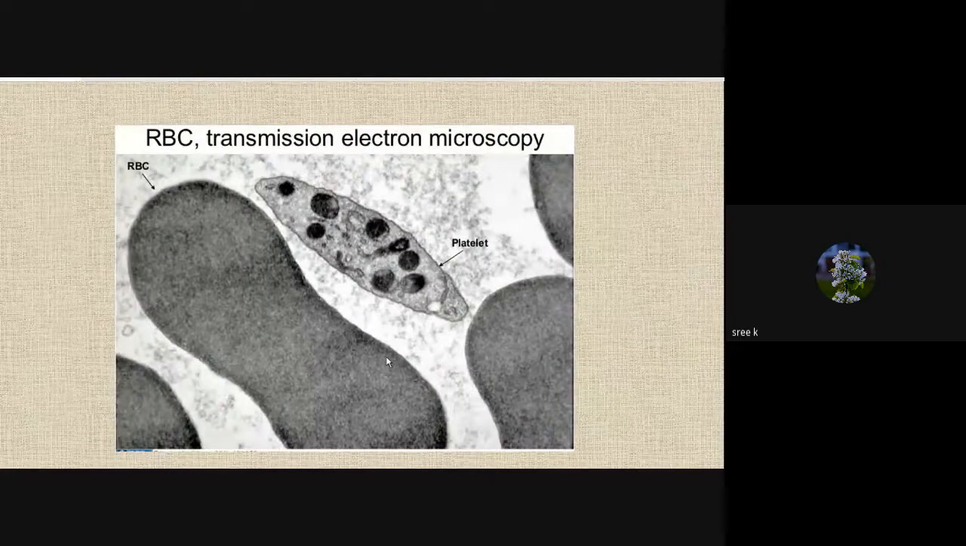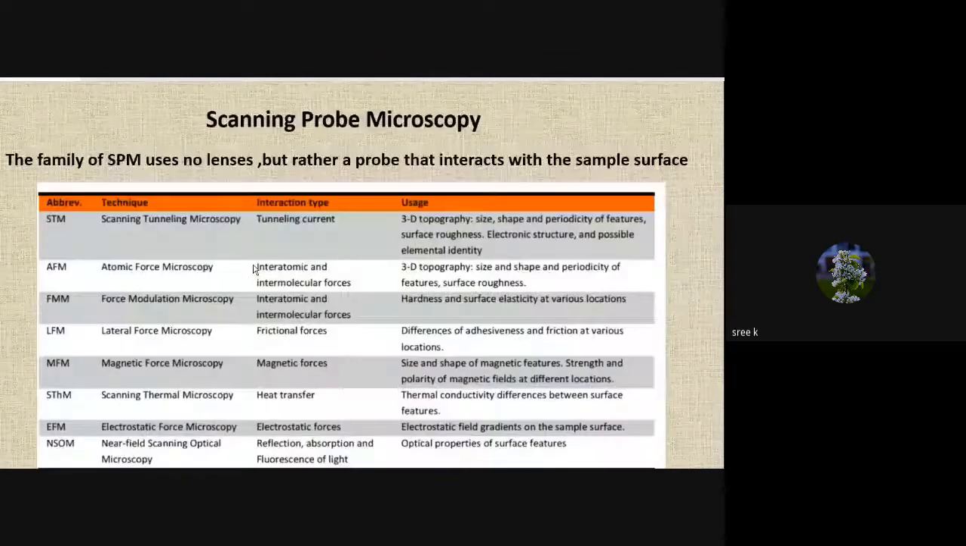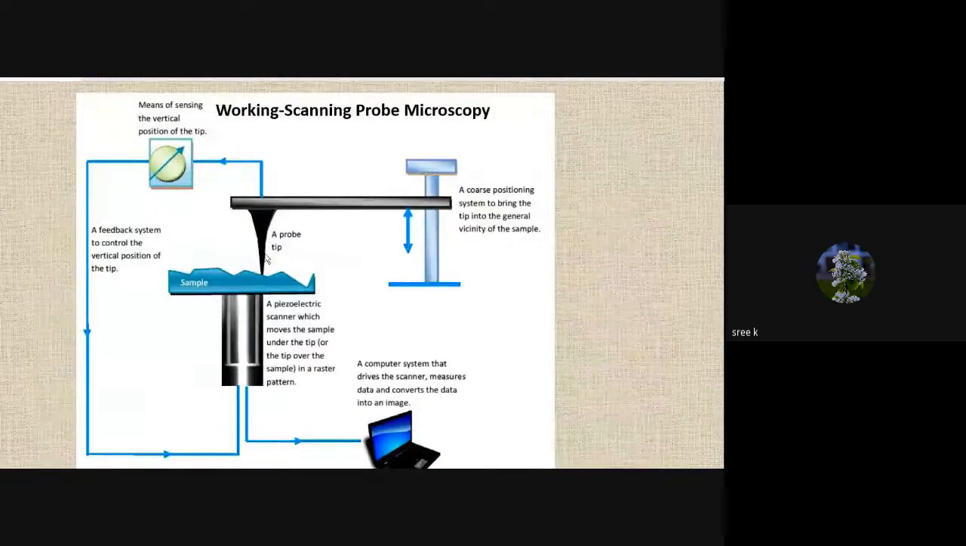So in the case of bio, you have RBC, the red blood cell, in the transmission electron microscope. So that's it. Then next is the scanning probe microscopy, where you have the probe. Now you have a probe, and the probe is connected with the coarse positioning system, and the samples are connected with a piezoelectric scanner, and the scanning is done as we talked about in the case of scanning electron microscopy.